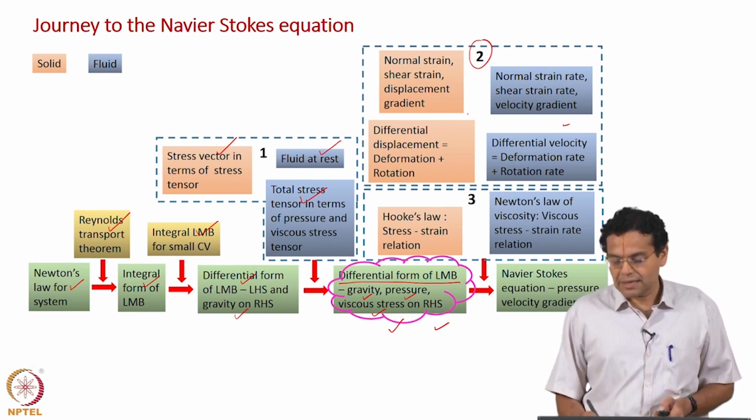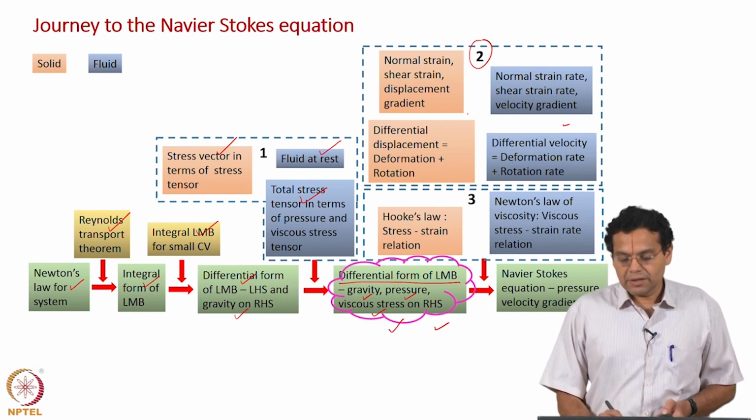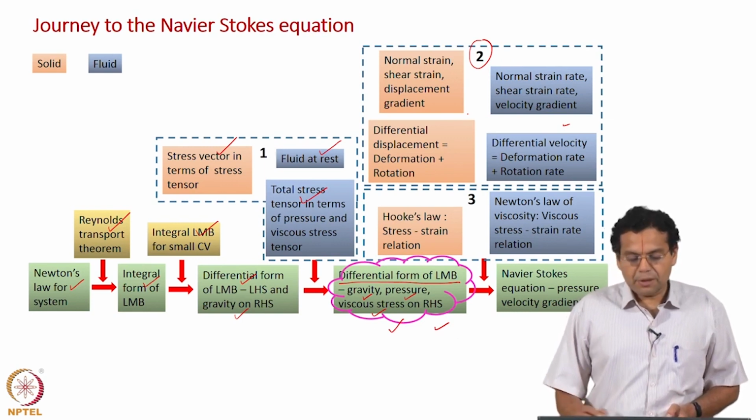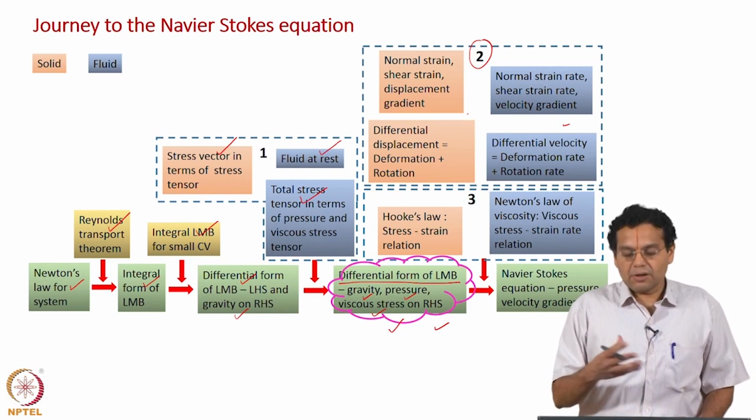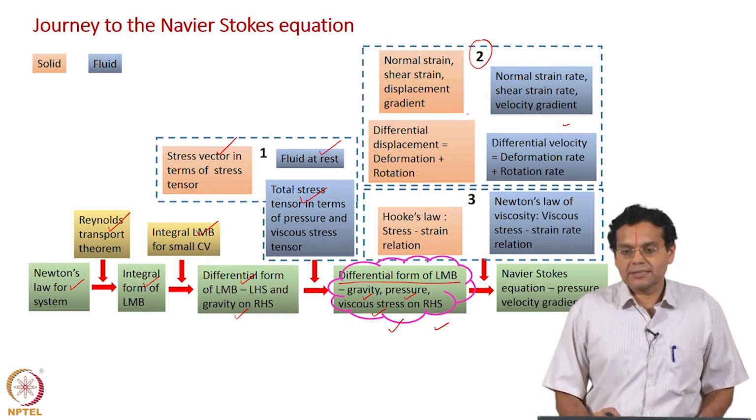Looks like almost we are there, but we need to understand further. This problem is called the closure problem. Closure means expressing the components of the viscous stress tensor in terms of velocity gradients. You close the system of equations.